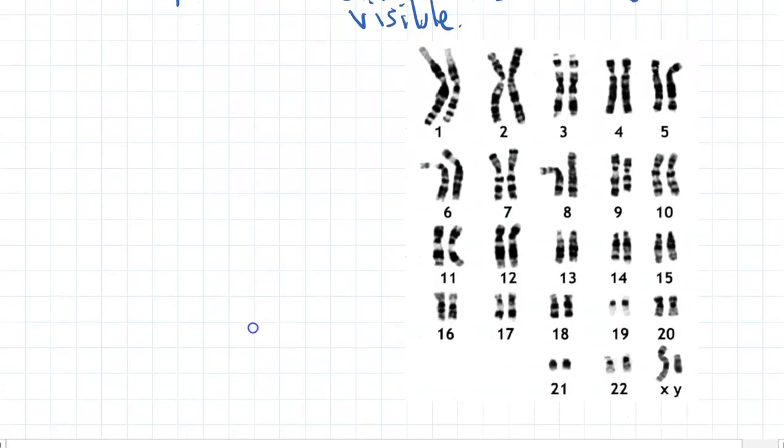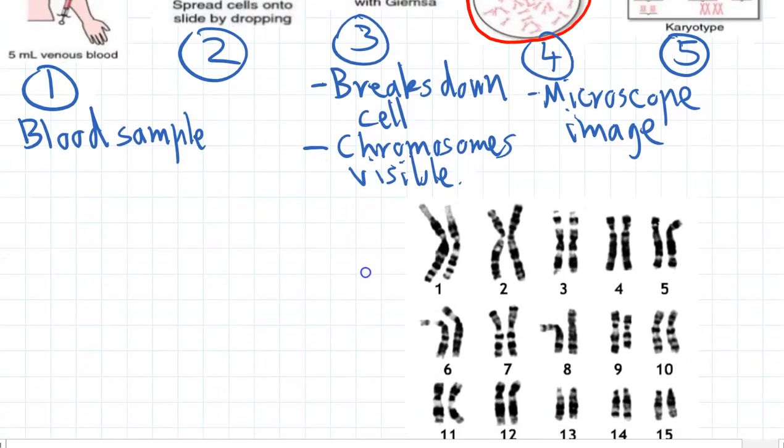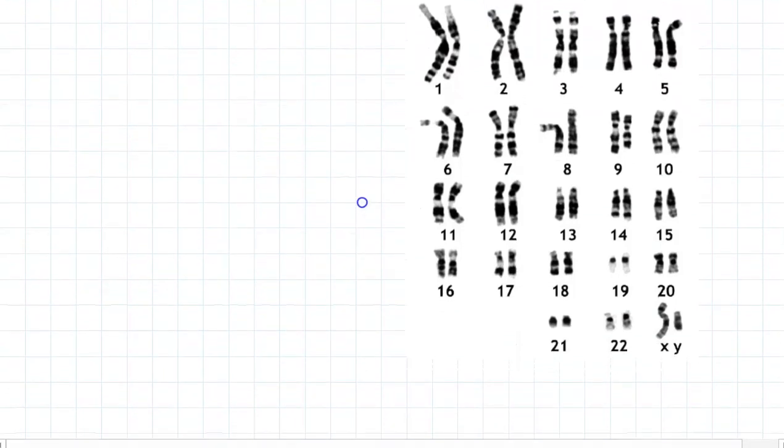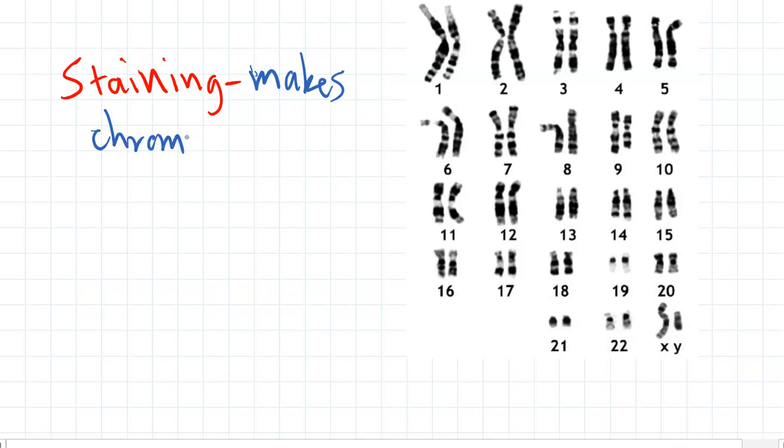The common question that gets asked is, why do they stain the chromosomes? Well, I said earlier, it helps to make them visible. That's true, but it also helps scientists to figure out the chromosome pairs. So it makes the chromosome pairs visible.